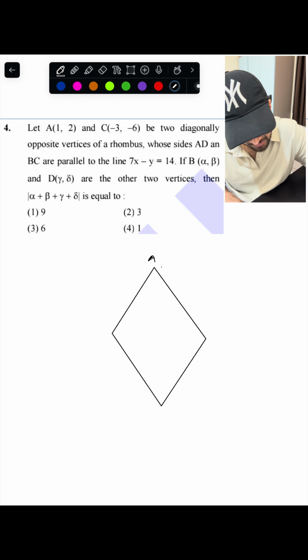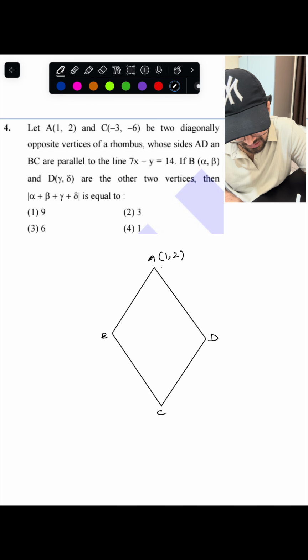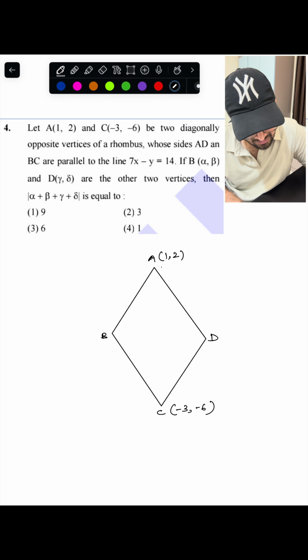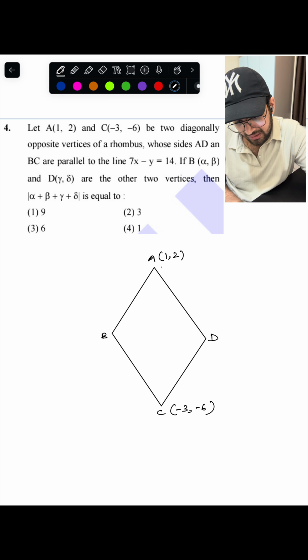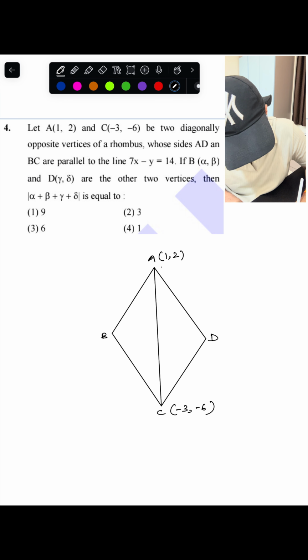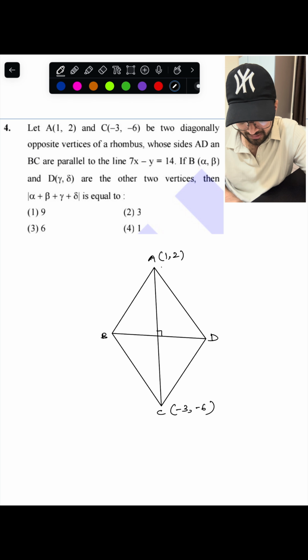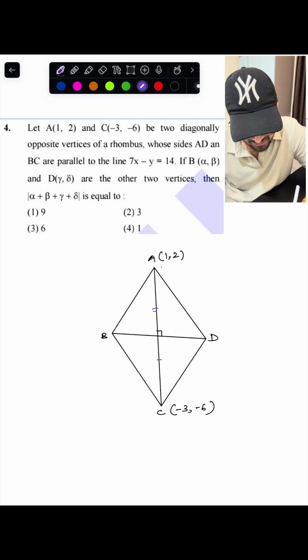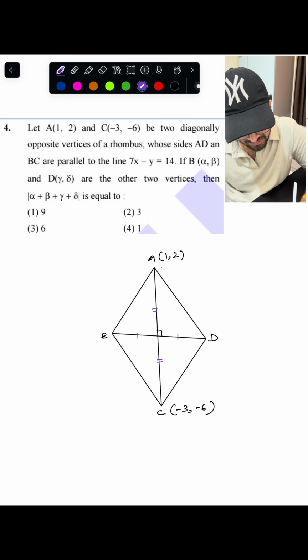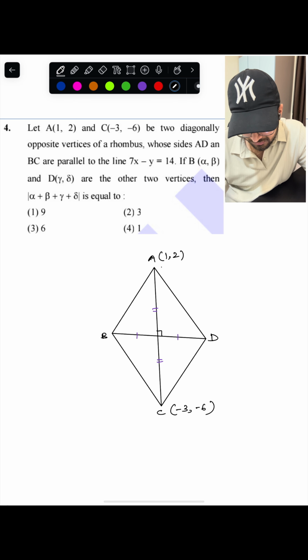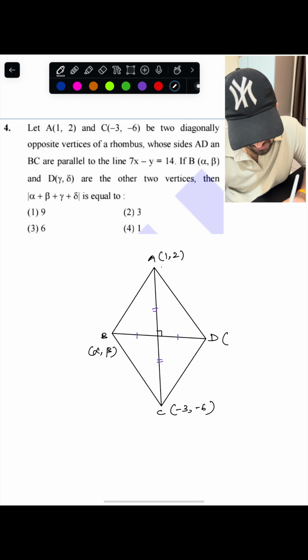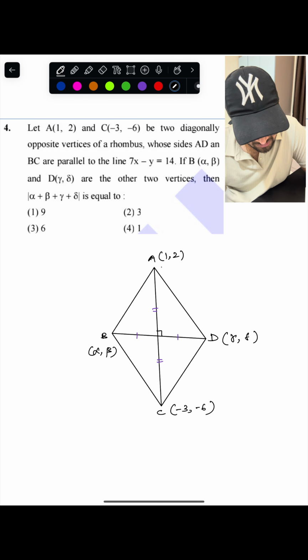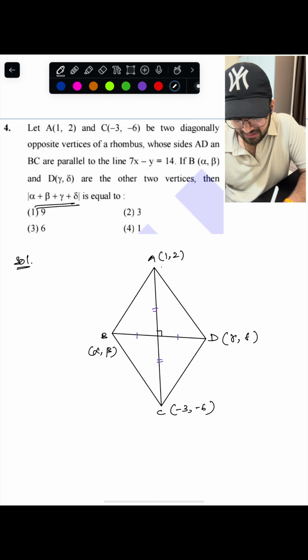So A, B, C, D. A is given as (1, 2), C is given as (-3, -6), done. And these are two diagonally opposite vertices, right? So these two are diagonally opposite, and these two are diagonally opposite, and we know the rhombus diagonals will be perpendicular to each other as well as bisect each other. Now B is considered as (alpha, beta), D is considered as (gamma, delta). You need to find this expression.